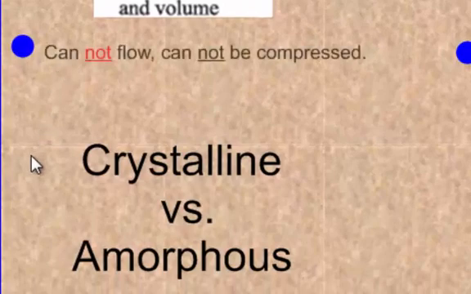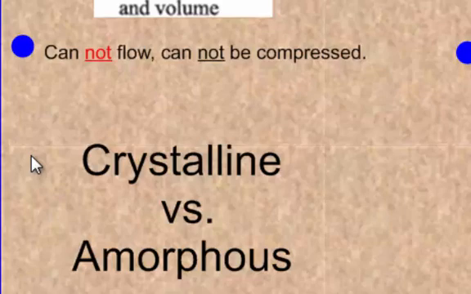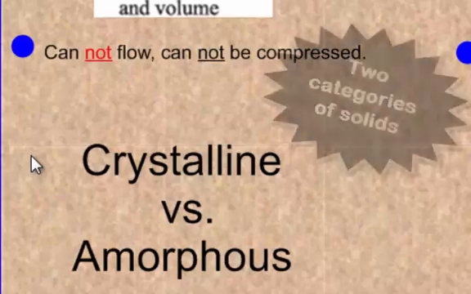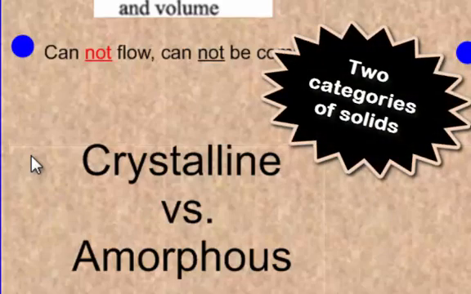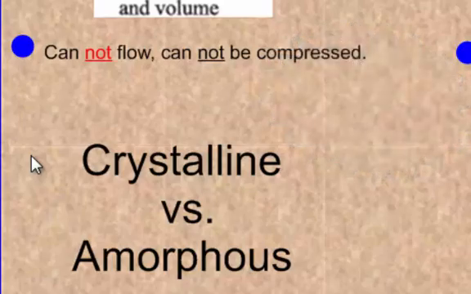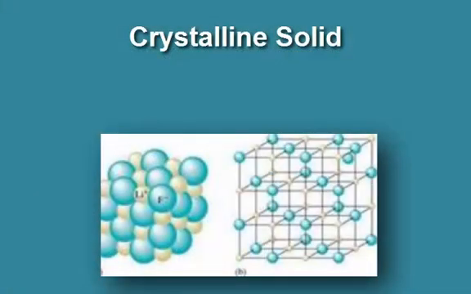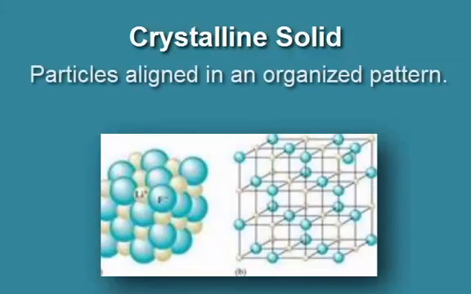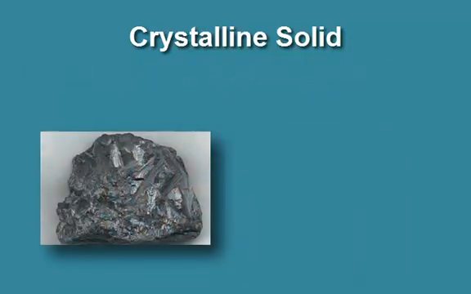Also, they're not going to flow, since they're staying still, staying together. And you can't compress them, meaning you can't squeeze them. There are two categories for solids: crystalline and amorphous. A crystalline solid has all those little tiny balls aligned in rows in some kind of pattern, a three-dimensional arrangement of particles, and it's going to be repeating. Iron would be an example of this.